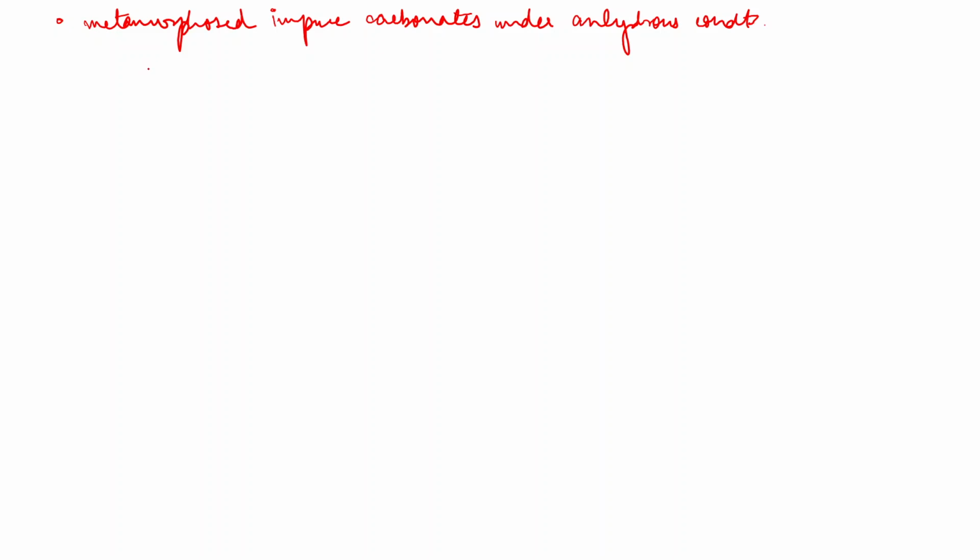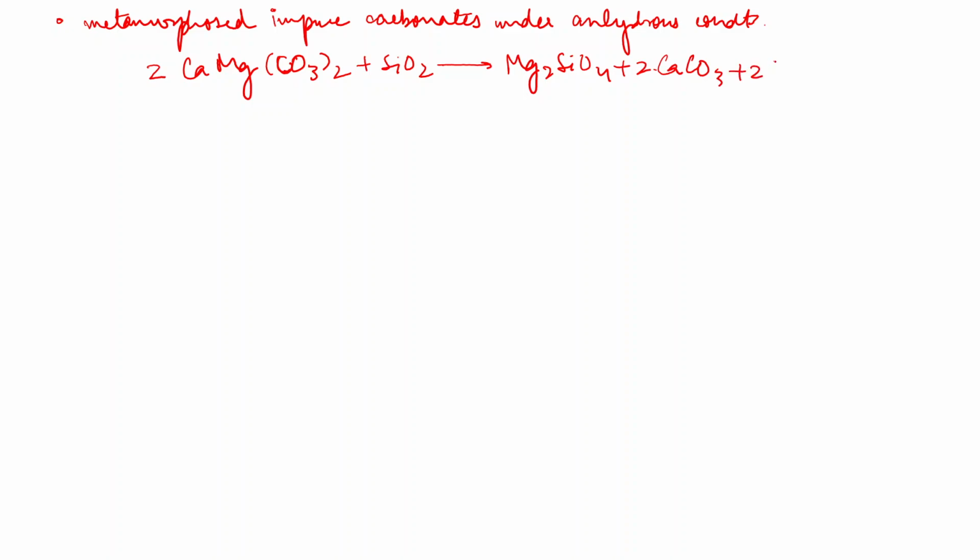So it will be CaMg(CO3)2. So this is the impure carbonate or dolomite, plus silica will give rise to Mg2SiO4 plus 2CaCO3 plus 2CO2. Okay, so it means that the impure carbonates, once they get metamorphosed under anhydrous conditions, also have this forsterite in their composition.